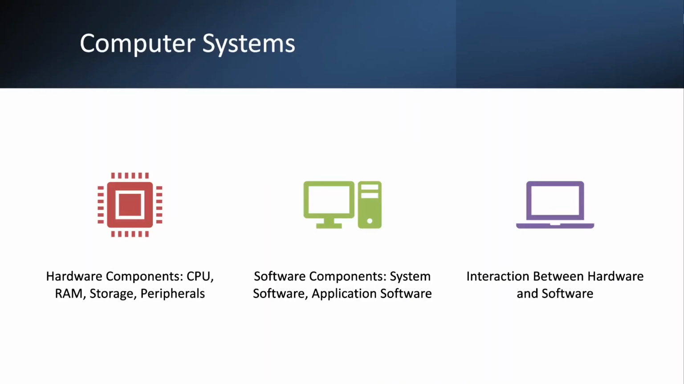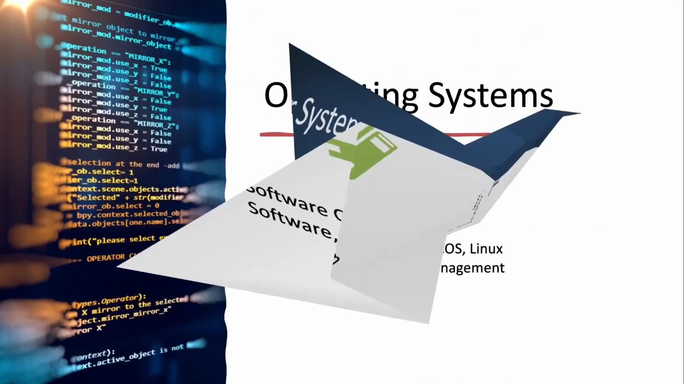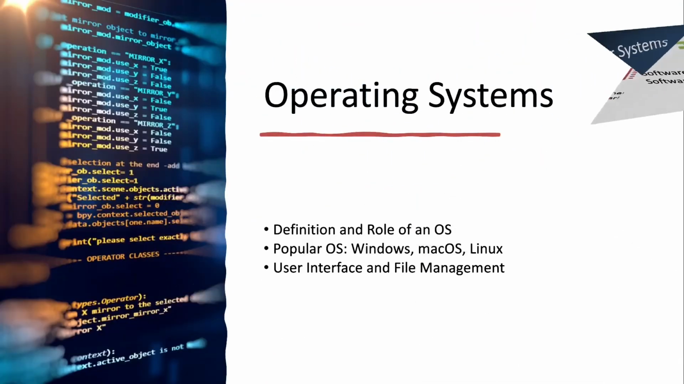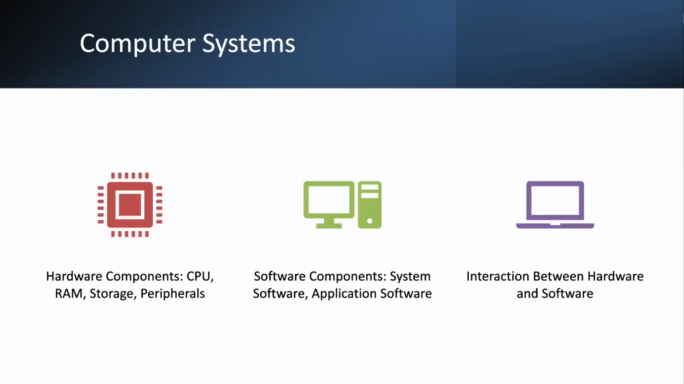Under computer systems, we'll cover the hardware components, that is the CPU, the RAM, storage devices, peripheral devices. We'll also cover software, both system software and application software.